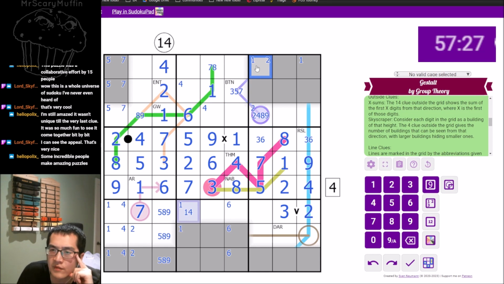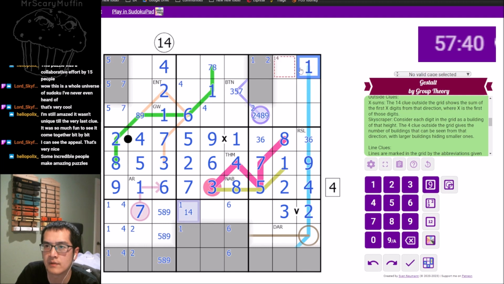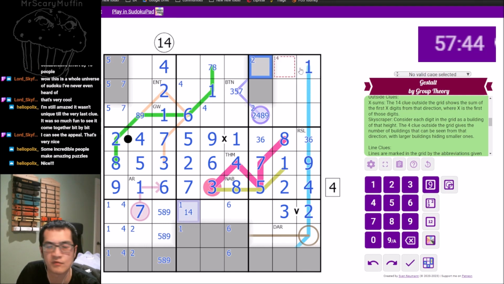How about 1? If this was a 1, then this would need to be the 2, and then what can go here? Nothing, because these would have to be the ends of the bulb. This is where it is. This cannot be a 1. This must be the 1. Salvation has been found.